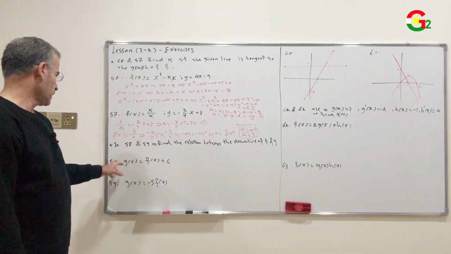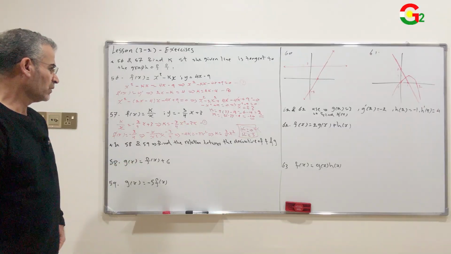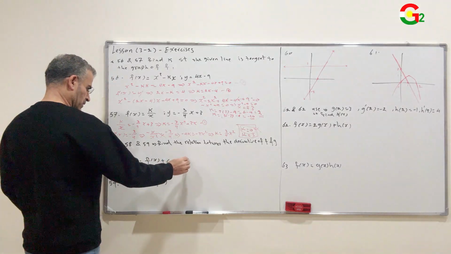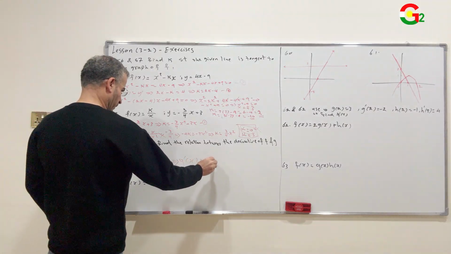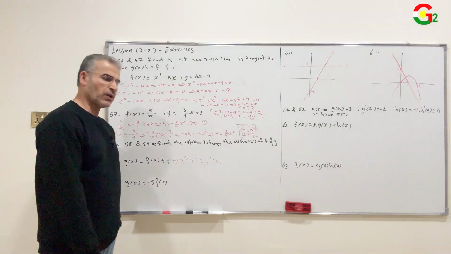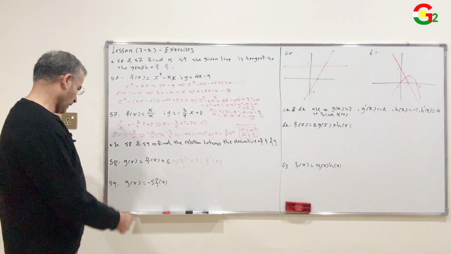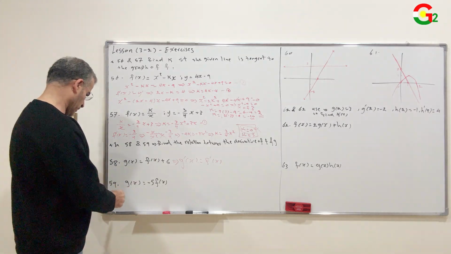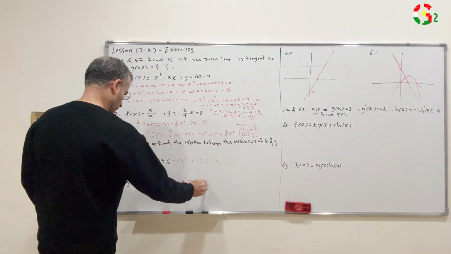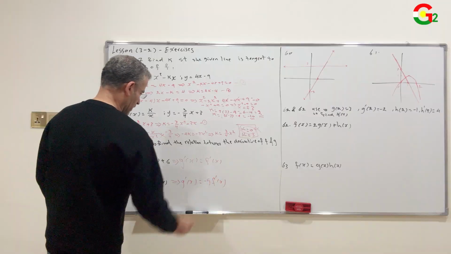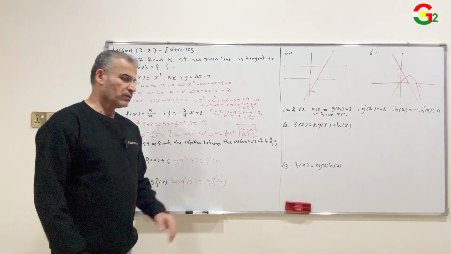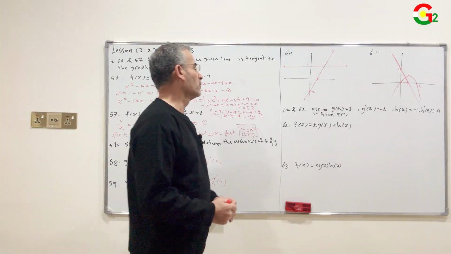Question number 58 and 59, find the relation between the derivative of f and g. Find the derivative of this function, g prime of x equals f prime of x plus 0. Therefore, the relation is g prime of x equals f prime of x. For question 59, find the derivative: g prime of x equals negative 5 f prime of x. Therefore, the relationship is g prime of x equals negative 5 times f prime of x.